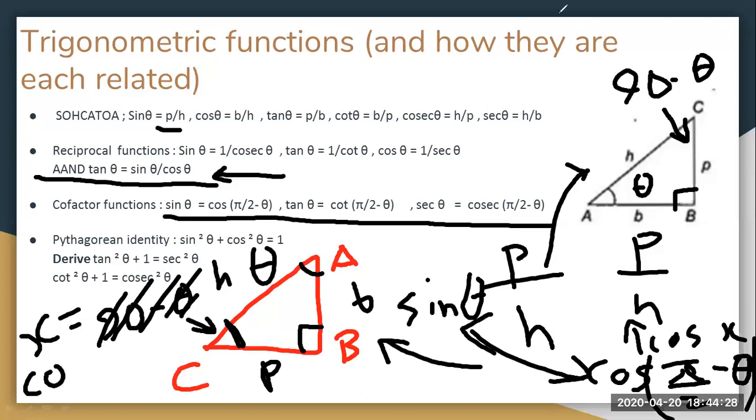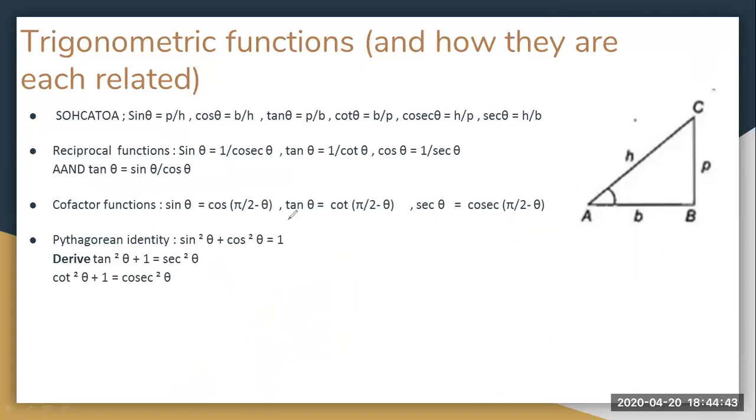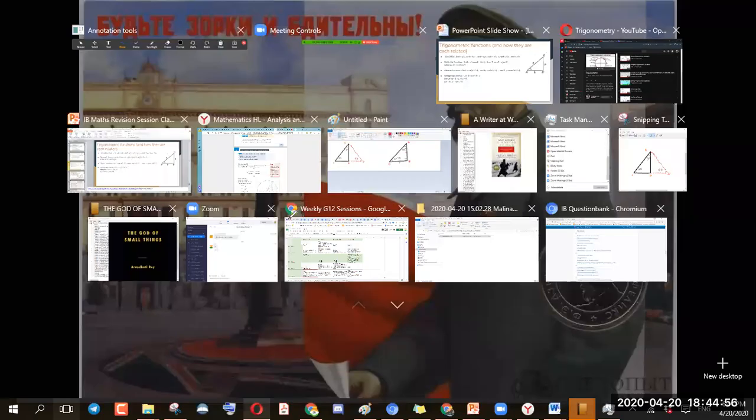Did you follow me? No. Oh, yeah. Now it makes sense. I got it. Okay, nice. I showed you this for sine theta and cos of pi by 2 minus theta, but you can similarly prove it for the others.